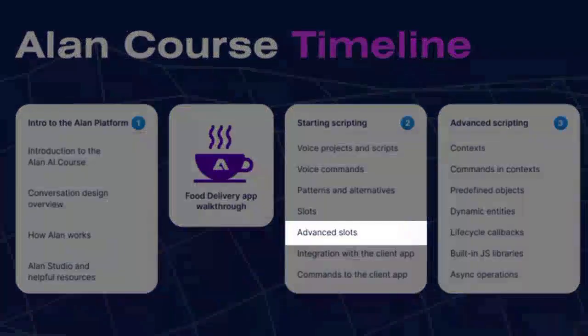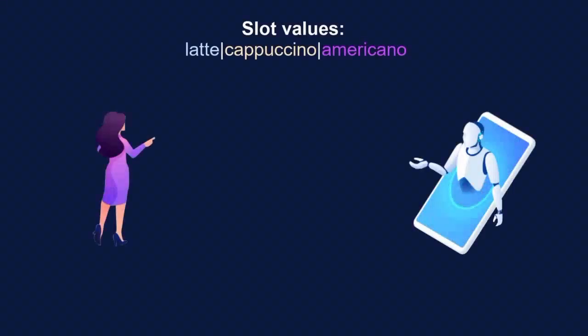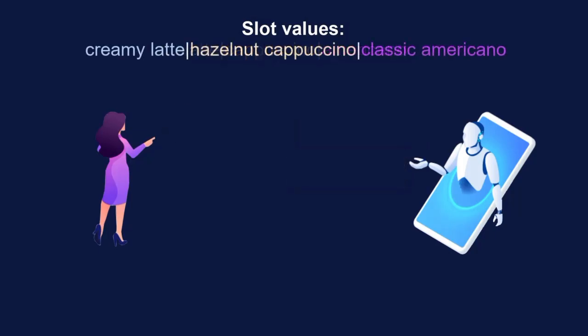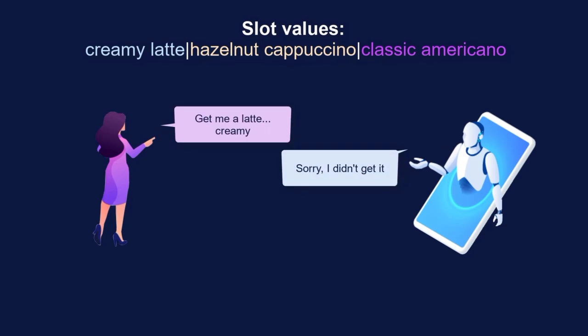Let's talk about advanced usage of slots. When you create a slot, you provide exact variants of what the user will say while giving a command. This works great for single words, but becomes a problem if the slot values are a combination of words. The user might say the words in the wrong order or skip parts of the phrase, and your voice assistant won't understand the command. To address this, we're going to use slots with fuzzy matching. When you enable this option for a slot, you instruct your voice assistant to consider variants of the phrase that are close but aren't 100% match.